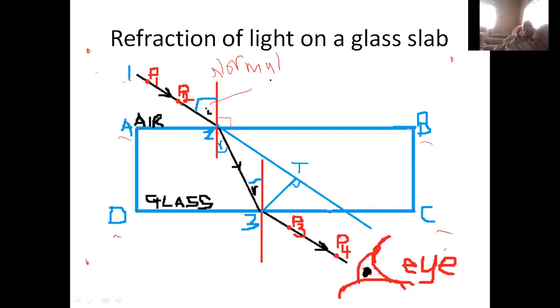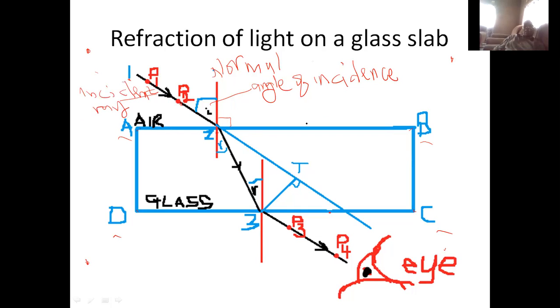So this angle is known as the angle of incidence. It's the angle between the normal and the incident ray. So this one is known as the incident ray. Okay, so you fix a pin along the incident ray here. Along the incident ray, you fix a pin there, another pin there.